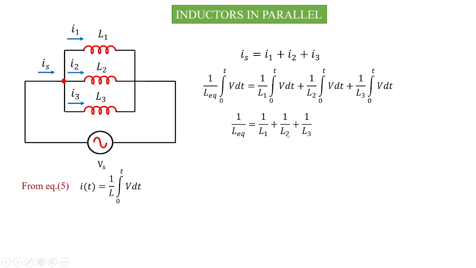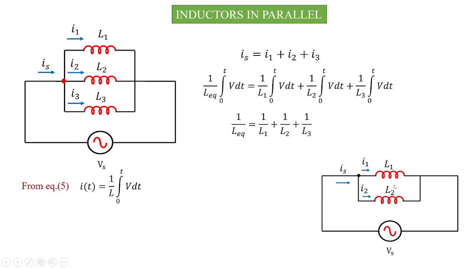Or if you are particular about two inductors connected in parallel like this, then the L equivalent will be equal to L1 L2 by L1 plus L2. Now this formula is quite similar to the formula of the resistors which are connected in parallel. So there it will be R equivalent equal to R1 R2 by R1 plus R2.